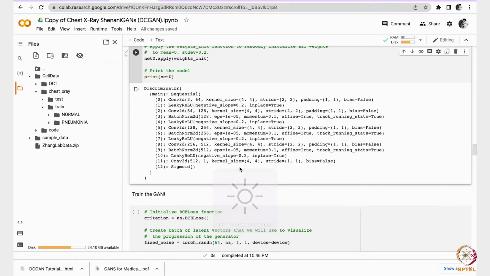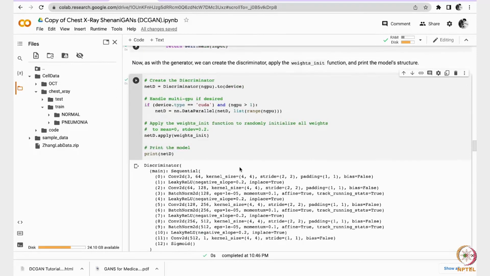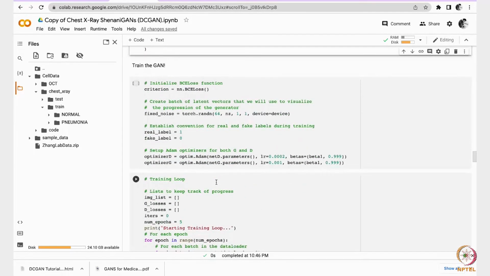Now the discriminator block is done, the generator block is done, and both networks have been moved to the GPU device. Converting the model to the GPU device means all the parameters are being converted into GPU tensors. Now, coming back to training the GAN. Here we have used binary cross entropy loss only, and a fixed noise. This is for visualization purposes.